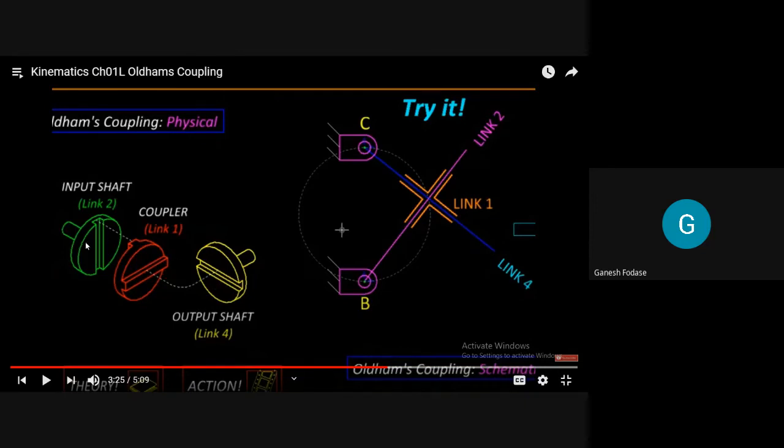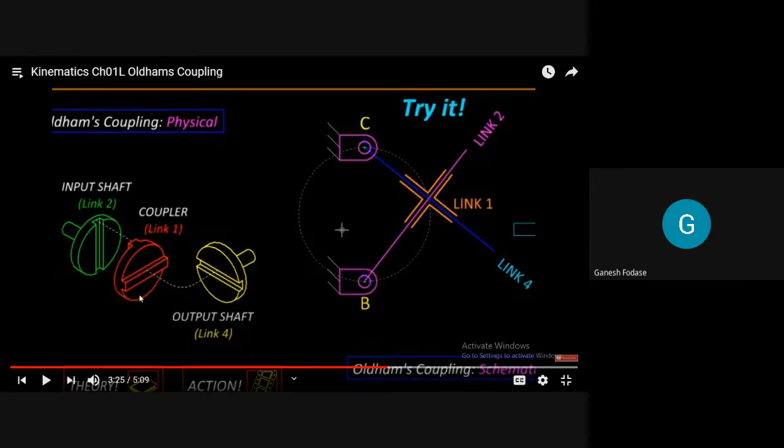Let's assume that one link is made in this form, this slot, that's the input shaft, you can say. This one is the output shaft. In this case, we call them link 2 and link 4. So input and output are link 2 and 4. This one is the coupler. You see, this coupler has two slots. One on the horizontal side, which gets engaged with this horizontal slot on the output shaft. This link 1 has a vertical slot, which gets engaged with the vertical slot on link number 2.